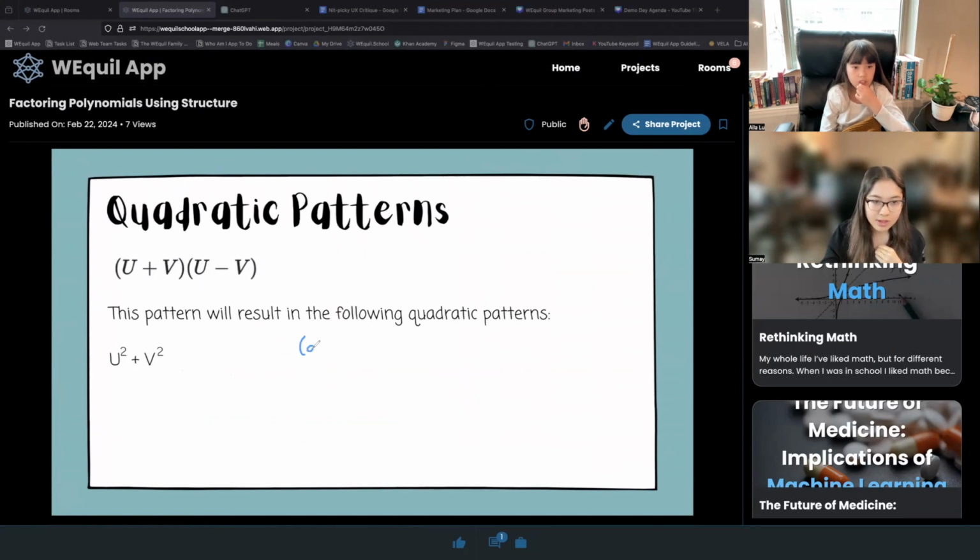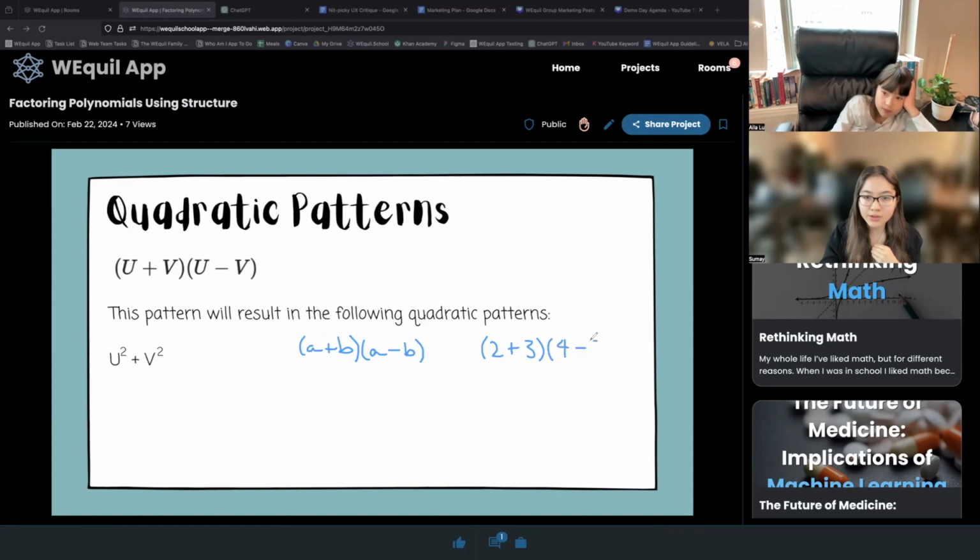So if we have A plus B times A minus B, and remember, if we are recognizing this sort of structure, the A's need to be the same, because it's the same variable, and the B needs to be the same. So 2 plus 3 multiplied by 4 minus 5 would not fit this dichotomy, because 2 and 4 are not the same, and 3 and 5 are not the same. So this will only work if those numbers are the same, right?